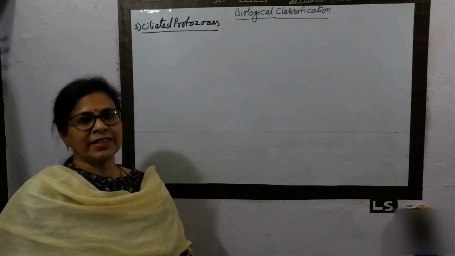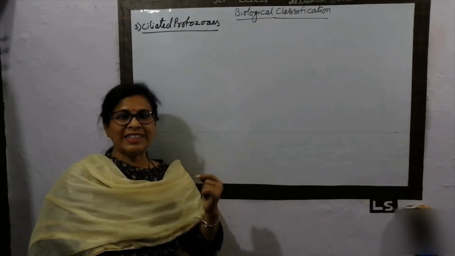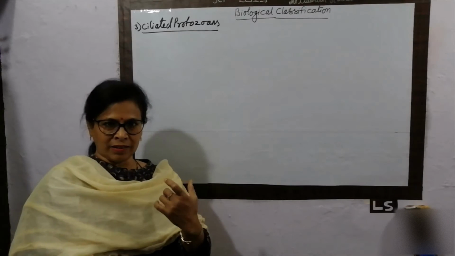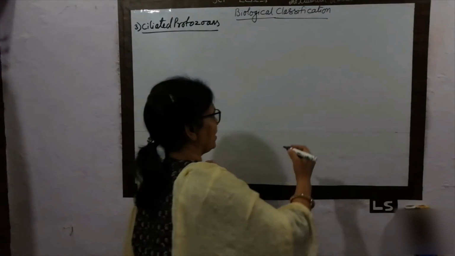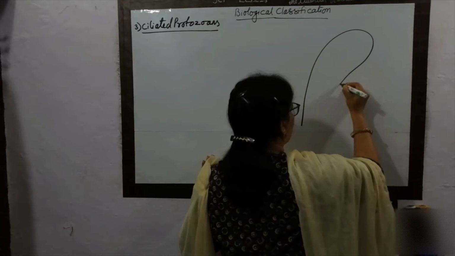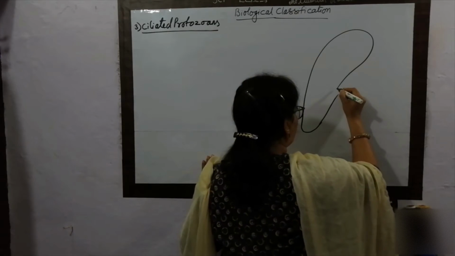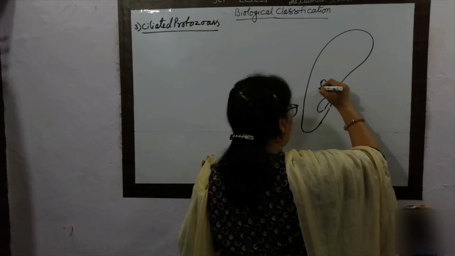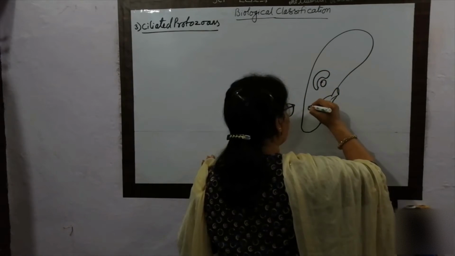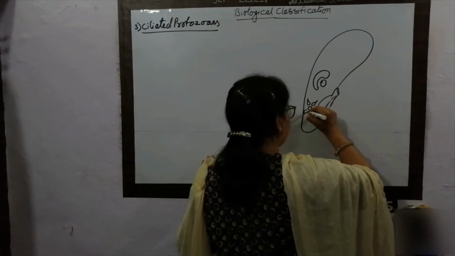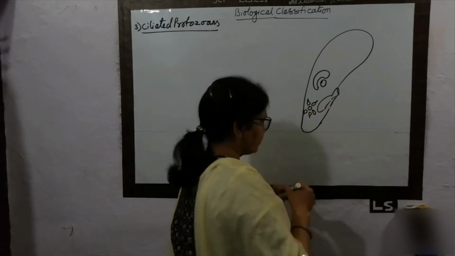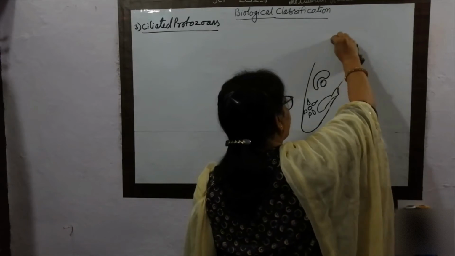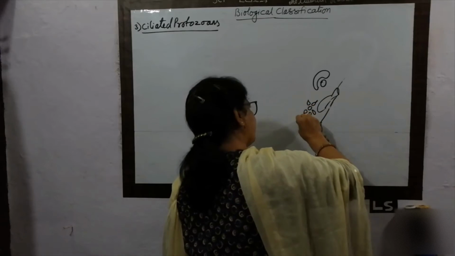The third type of protozoan is the ciliated protozoan. Here the name is clear: ciliated is related to cilia. This type of protozoan has its locomotory organ in the form of cilia. You know this protozoan very well. I think in your 8th class you draw the diagram of this. Do you remember? What is the name of this organism? Is anybody able to recognize it?